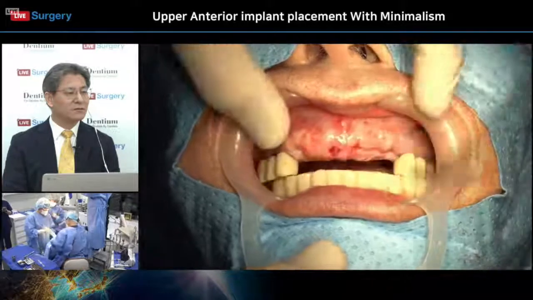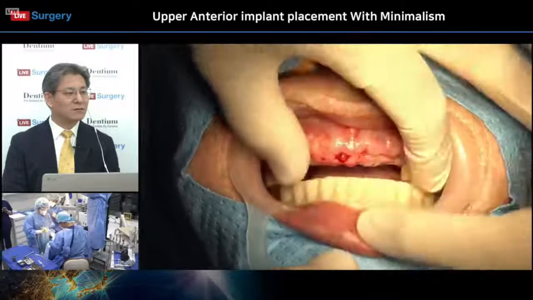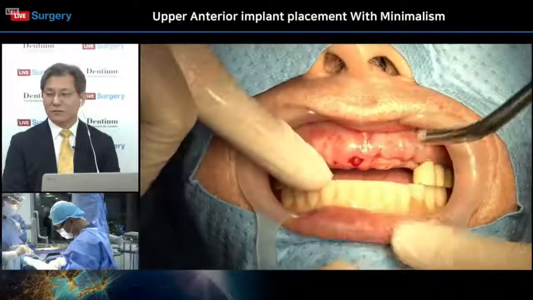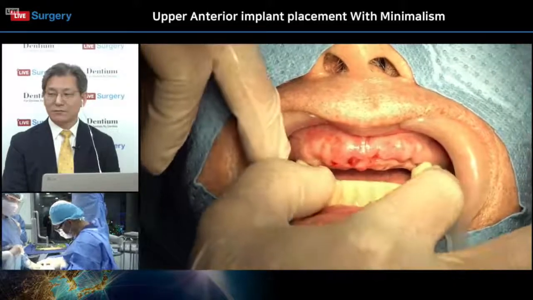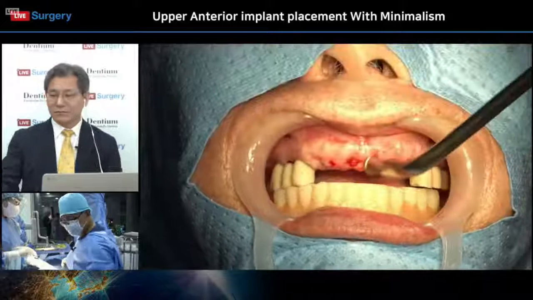The patient has some parafunction habit. So if we have a plan to make a fixed prosthesis in the lower in the future, we must consider the parafunction.